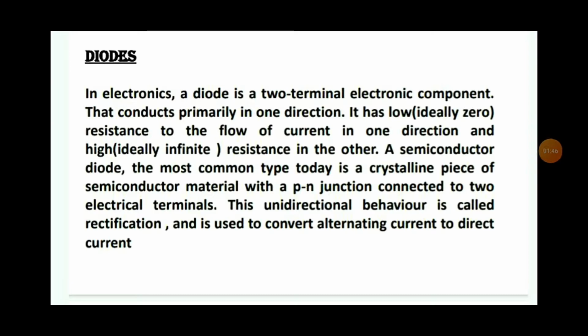Next topic is diodes. In electronics, a diode is a two-terminal electronic component that conducts primarily in one direction. It has low resistance to the flow of current in one direction and high resistance in the other. A semiconductor diode, the most common type today, is a crystalline piece of semiconductor material with a PN junction connected to two electrical terminals. This unidirectional behavior is called rectification and it is used to convert alternating current to direct current. What is the purpose of rectification? To convert AC to DC.